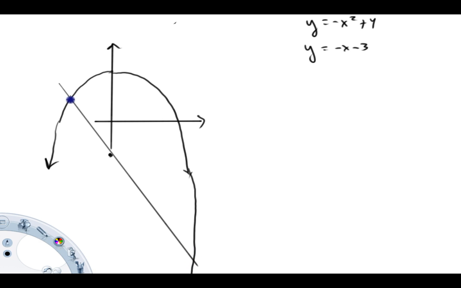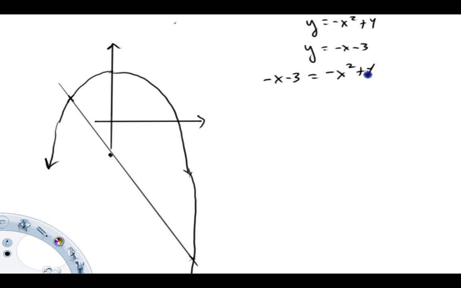All right, so first thing I realize is that these things cross twice. We're going to need to find where they intersect. So the key to the intersection is that they have the same x or same y coordinates. I'm going to use the fact that they have the same y coordinates, which means we can take minus x minus 3 and set it equal to minus x squared plus 4.